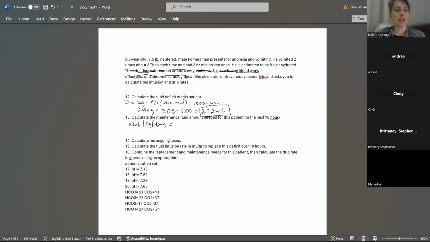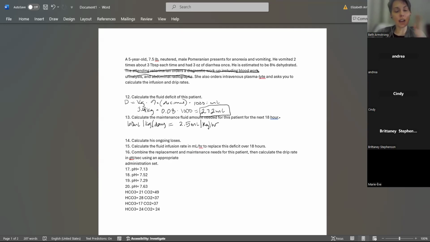So my point is that if we took that 60 mils per kg per day and made it into an hourly formula, this can make your lives a little bit easier too. Okay. So there's 24 hours. If you take 60 and divide that by 24, that means that we can convert this to 2.5 mils per kg per hour. Okay.